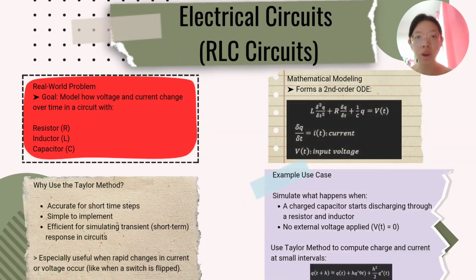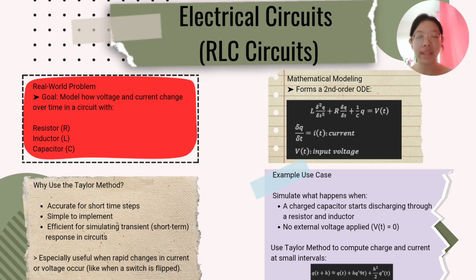So now we'll explore how to simulate an electrical circuit containing a resistor, inductor, and capacitor, what we call an RLC circuit. Specifically, we will use the Taylor method to model how charge and current change over time in this circuit. As we see, we will apply this differential equation in our later example.